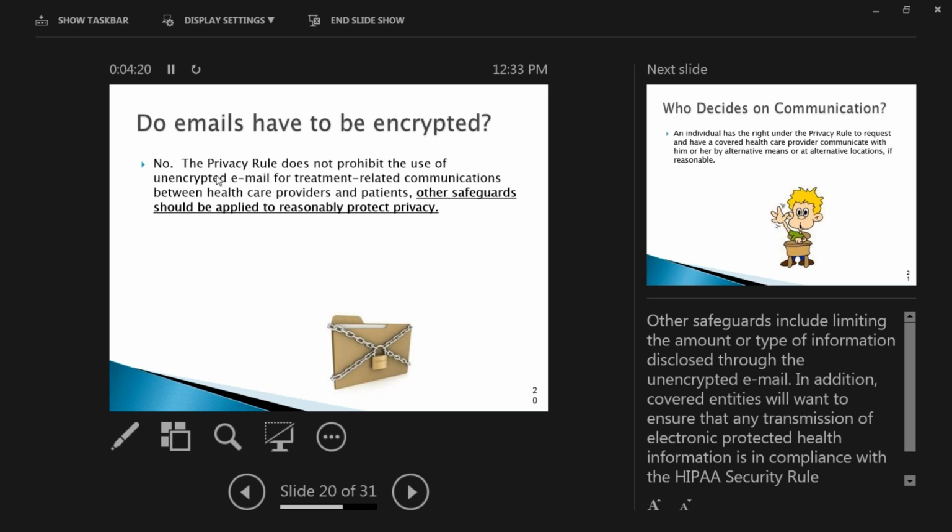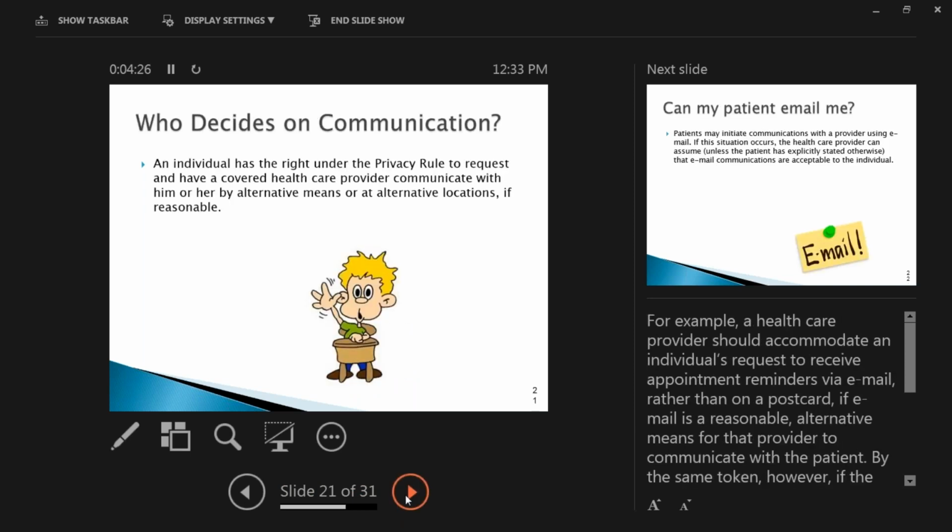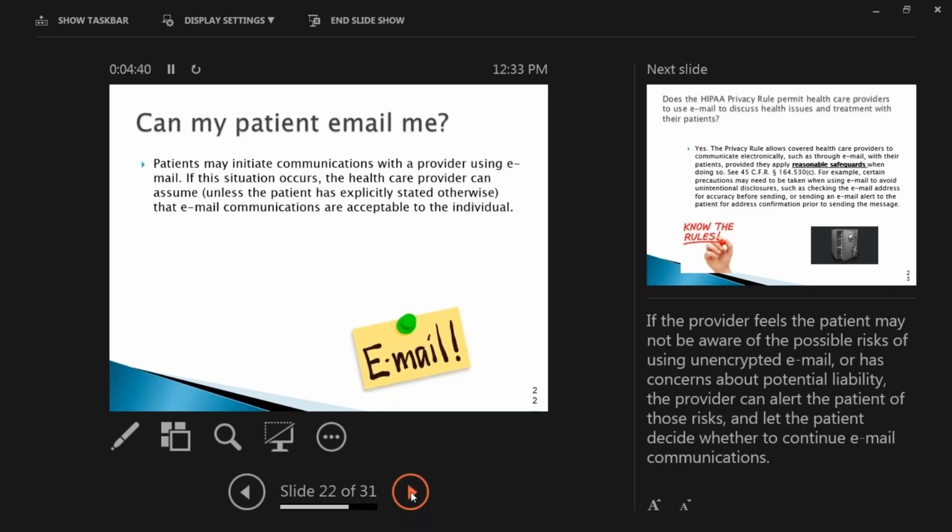So again, do emails have to be encrypted? No, but many of you are using systems that are encrypted. Who's deciding on communication? Well, you really are, because you're the driving force in your practice. Are you allowing patients to email with you? Are you engaging with patients through that forum? Can your patients email you directly? Sure, if you're going to allow them to, and we should be confirming with the patients that they approve being communicated with by email, that they are the only ones who access that email, and that the email address is confirmed. So we just want to be careful about how we're engaging with our patients.